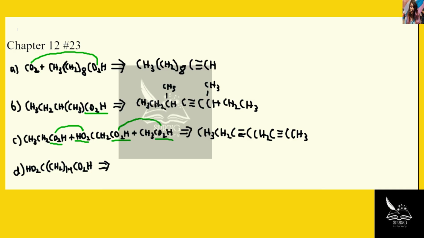So then D is another sort of unique one. In D, we only have 1 molecule, but it has 2 carboxylic acids in it, 1 at each end. And so this tells us that it's joined to itself. This is going to be a 16-membered ring with an alkyne in it. So this is going to be pretty unpleasant to draw, but it's basically going to look like this.